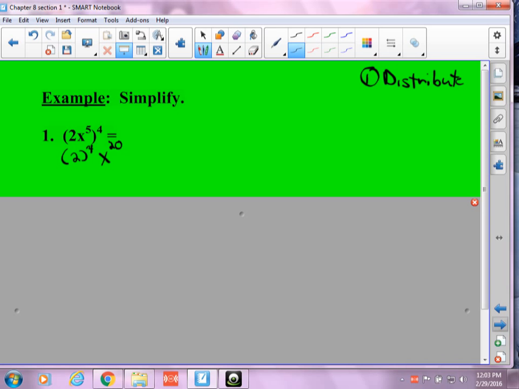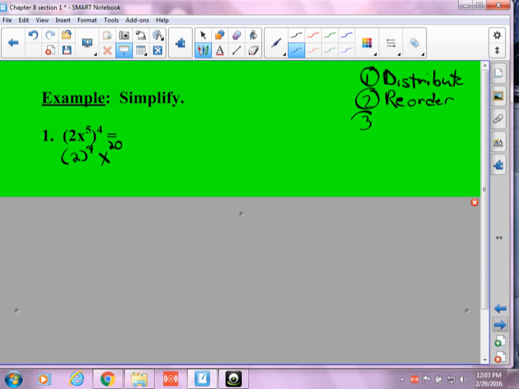The next thing I'm going to do, number 2, is reorder. And what that means is this. Do you see how my 2 is out front? I want that out front, and then I want to make sure that I put my different variables together. Now this one's pretty easy because it's all ready to go, but you'll see where that comes into play later.